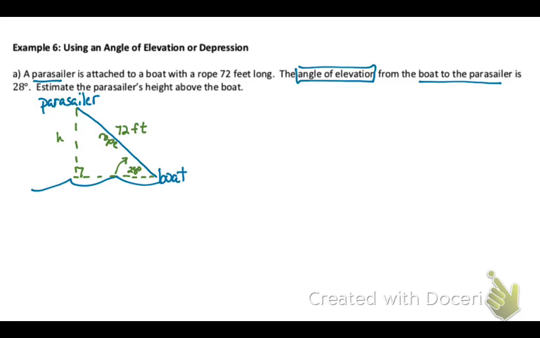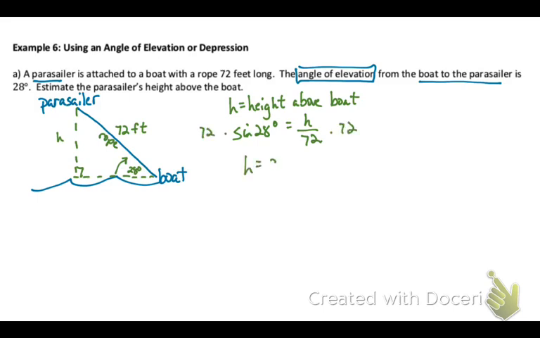So we look at what we know, what we want to know. Height is opposite of 28, and the 72 is the hypotenuse. So opposite and hypotenuse, we can use the sine. So the sine of 28 degrees equals the height over 72. We're going to multiply both sides by 72, and you'll just do that on your calculator. And so that height is about 33.8 feet. We're going to round to tenths place on these.